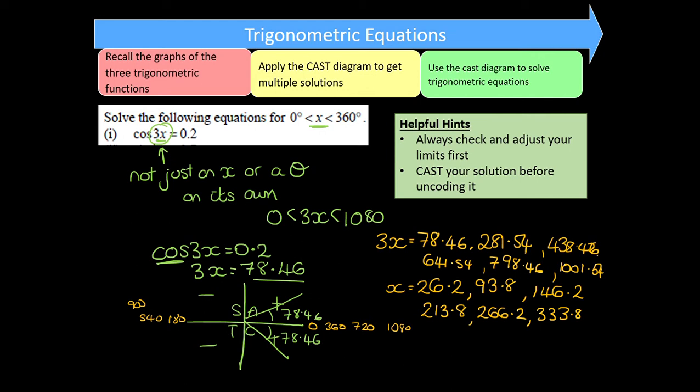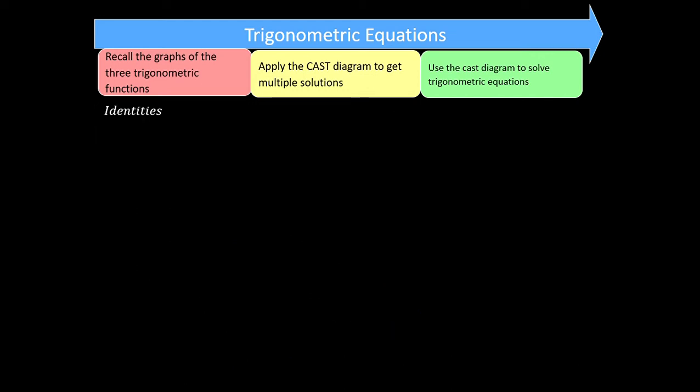What I'm going to go on to next is a reminder of the identities and the sort of things I do so I know which one I'm going to pick. So the 2 identities you have, the first one, sine squared plus cos squared equals 1. And the second, sine over cos equals tan.